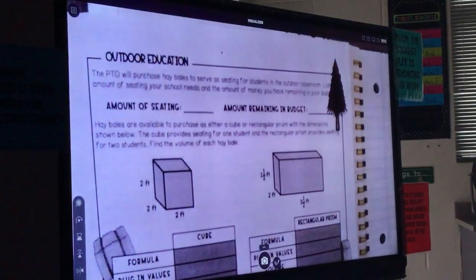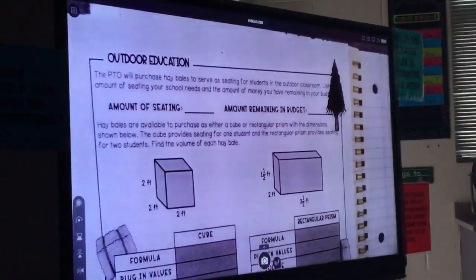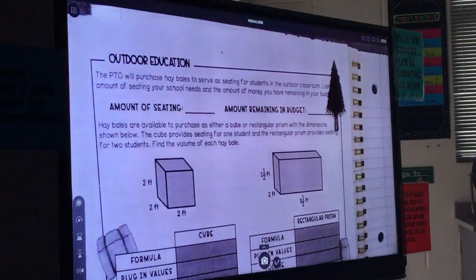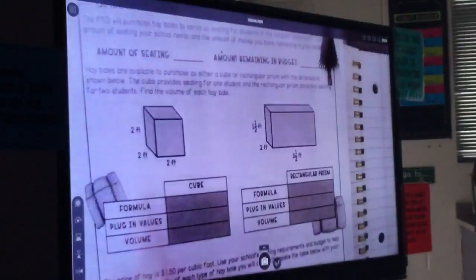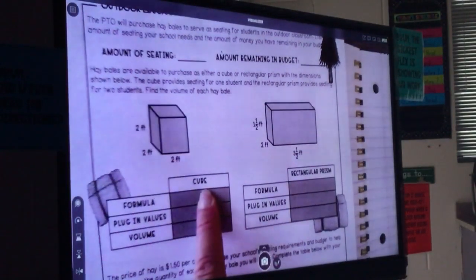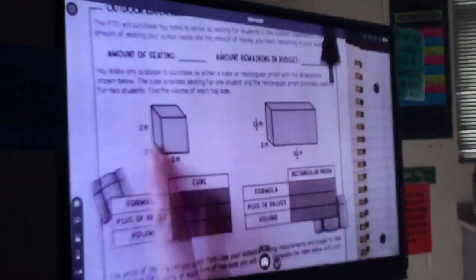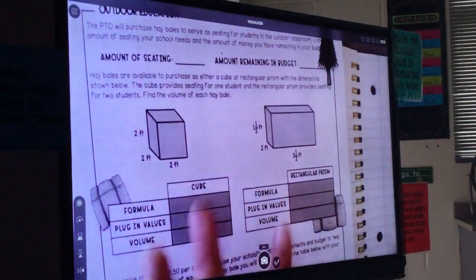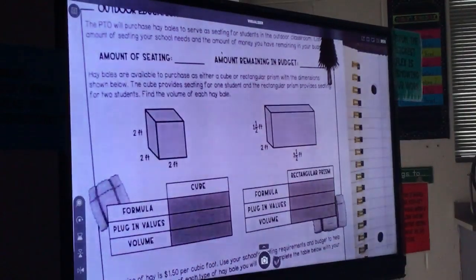the PTO will purchase hay bales to serve as seating for students in the outdoor classroom. List amount of seating your school needs and the amount of money you have remaining in your budget. So the amount of seating and then the amount of remaining. And again, what shape is this? If you're not sure, tells you right there, right? So looking at this shape and knowing this name, what is this page having to do with? Alex? Surface area. Surface area, same thing.